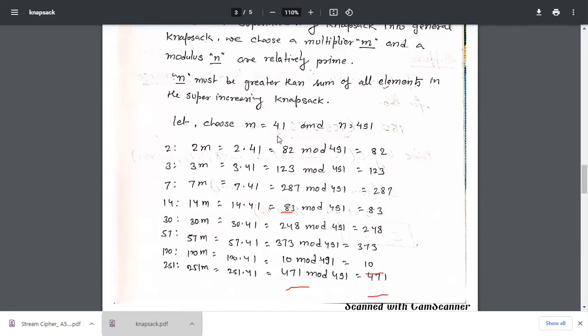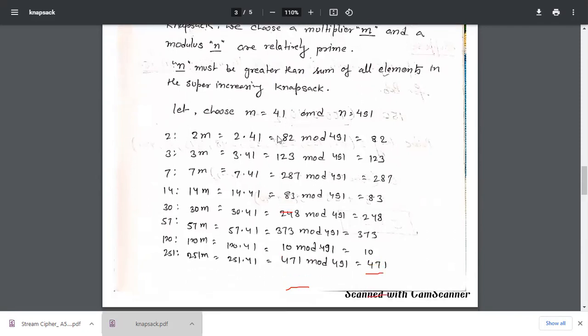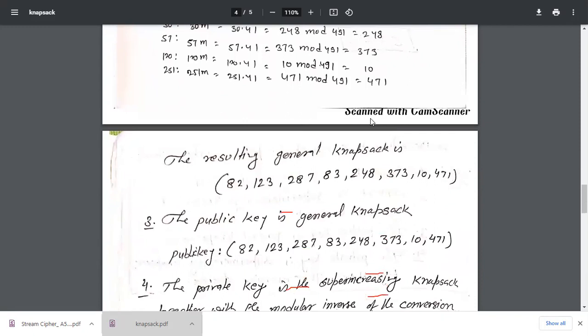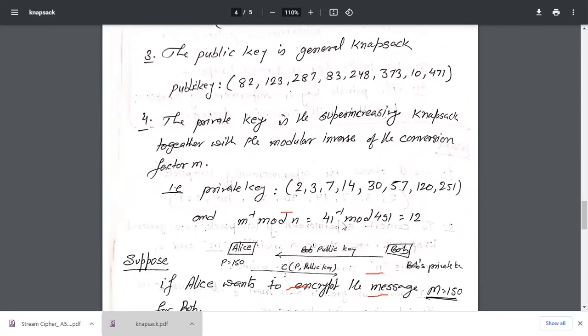So what we will do, we will find the inverse of 41 with modulus 491. This is the formula, M inverse mod N. M is 41, and that inverse we have to calculate in mod 491. After solving this, you can try using Euler's theorem to find it, or you can also use the extended Euclidean algorithm. So after solving this, we will get the value 12.